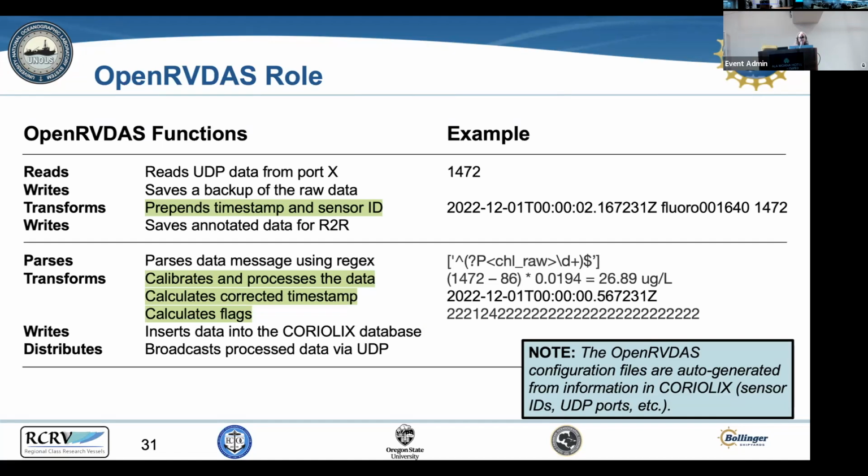Some sensors have a lag between when the data are collected and what the timestamp should actually be. So at this point, we still keep the original timestamp, but we have an extra corrected timestamp that we provide. It also calculates the preliminary quality flags for you and inserts the data into the Coriolix database, and then rebroadcasts the processed data via UDP. So if other folks on the vessel actually want these processed data, they have access to it on the network.